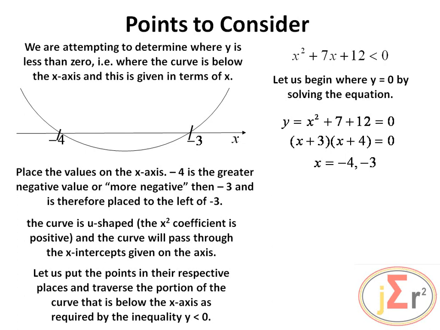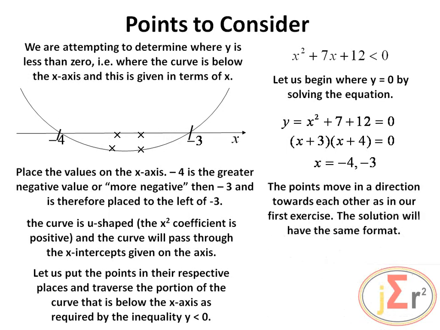While the curve is going below the x-axis, what is happening to the values of x? Look at what is happening to the value of x. The curve is going below, and the x values are going together. And remember our format for that one? The points move in a direction towards each other, as in our first exercise.